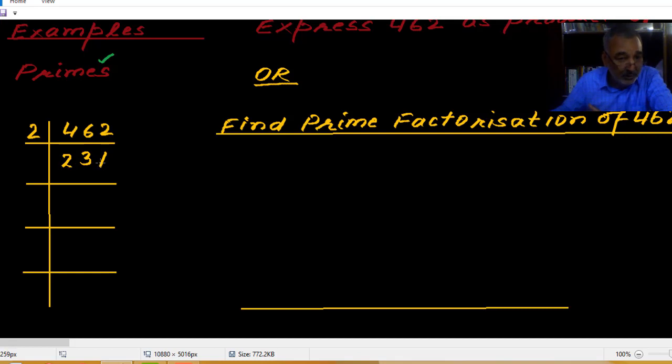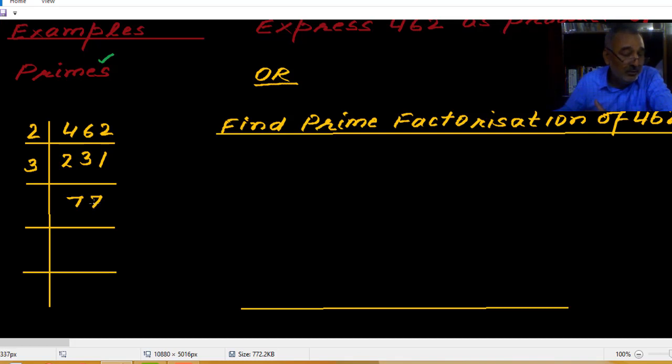So is it divisible by 3? 3, 2, 5, 1, 6. Yes. Then divide it. 3 7 is 21. Remainder is 2. 3 7 is 21. Should we divide it by 3? No, as sum of digit is not divisible by 3. It is not divisible by 3.